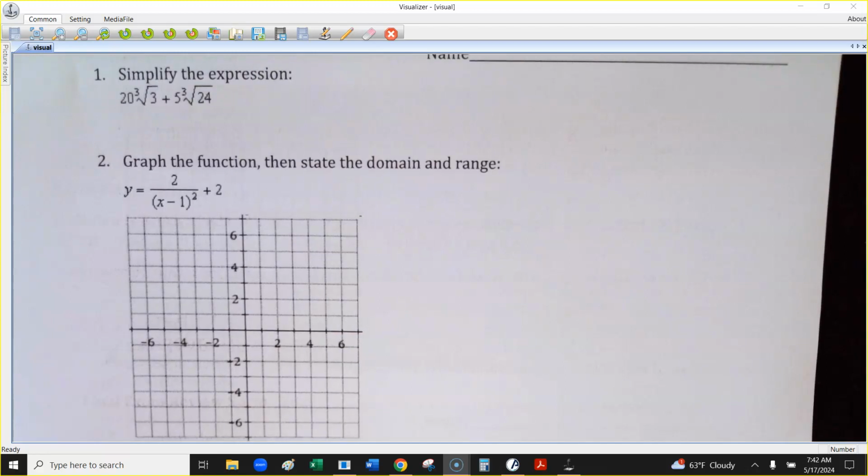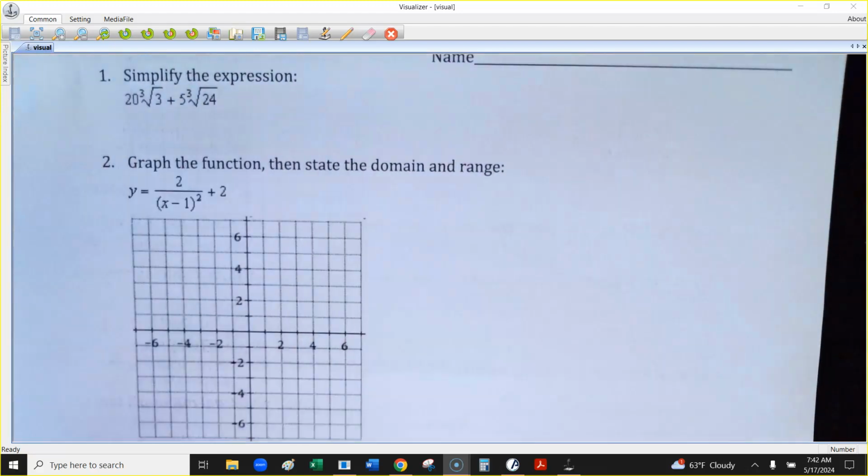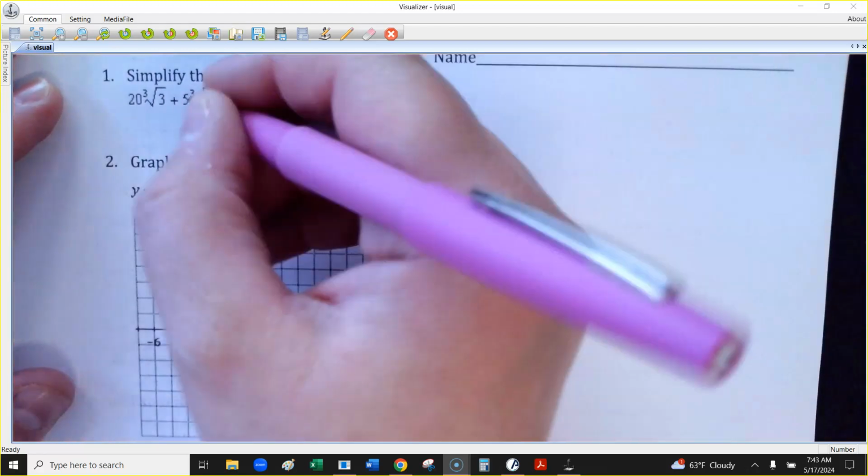This is from our radicals unit, which would be unit 7. Anybody remember how to do the first problem? Can I add those together? Not like it is, right? Can you break down 24 under a cube root? What's the biggest perfect cube that goes into 24?